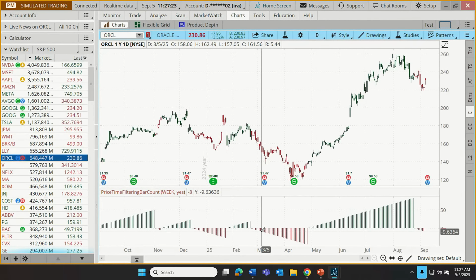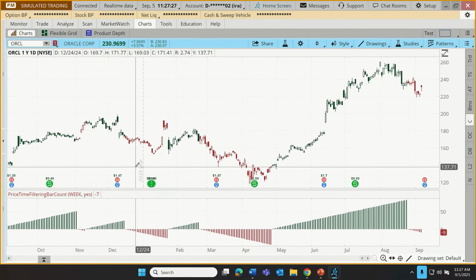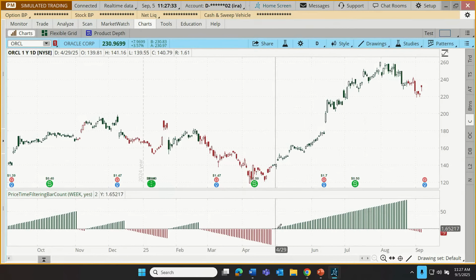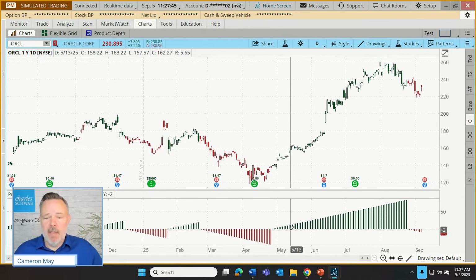So let's go back here to Oracle. And now that we understand the indicator, we already pretty much understand how to use it. If the histogram bars are rising, if they are green, that's a period where the trader might be planning and placing mostly bullish trades if they're in that camp of traders who subscribe to the trend is your friend. So this is just one way to identify trend.